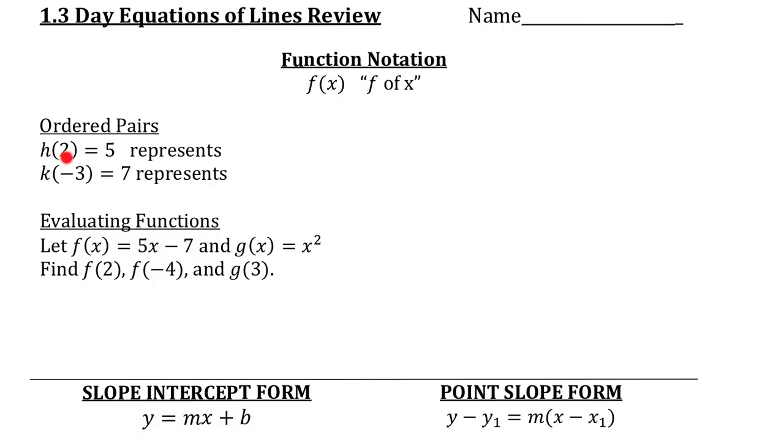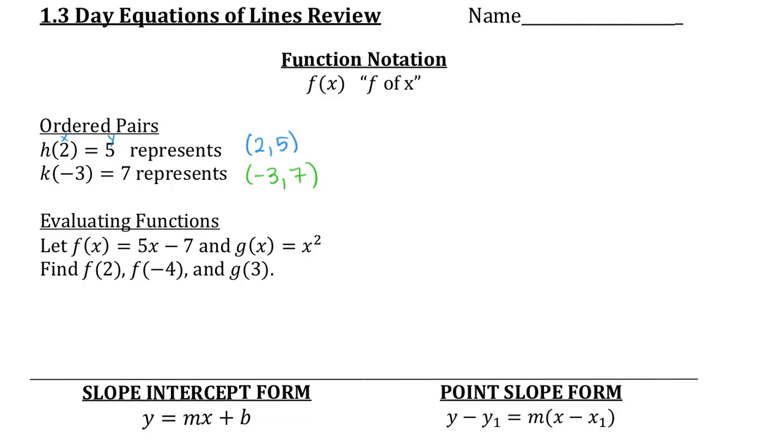So h of 2 equals 5 is how I say this. This represents an ordered pair. The input is the x value. The output is the y value. So this represents the ordered pair 2, 5. Okay. Let's look at the next one. So the next one's similar. This says k of -3 equals 7, which means the x is -3 and the y is 7.